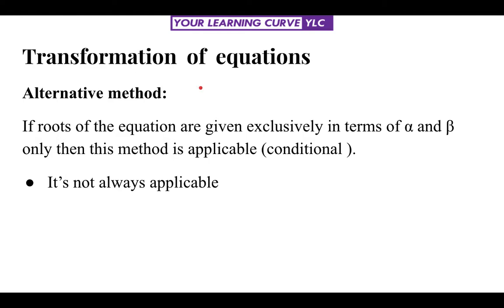So, let us have a basic idea of what is transformation of equations. If roots of the equation are given exclusively in terms of alpha and beta, then only this method is applicable. Means one root is a function of alpha, another root is a function of beta only, then this method will be applicable. We cannot apply this for functions containing both alpha and beta in the roots, that is alpha square beta plus beta square alpha. We cannot use this for those type of roots.